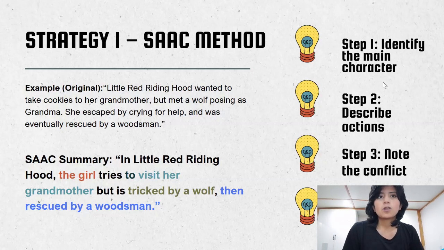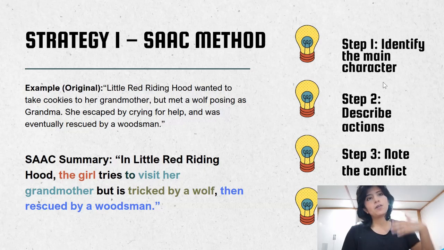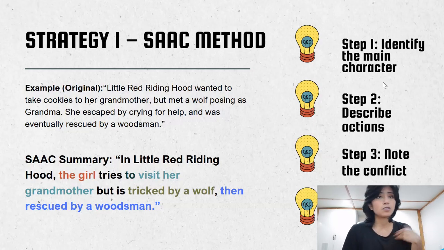Little Red Riding Hood wanted to take cookies to her grandmother, but met a wolf posing as grandma. She escaped by crying for help and was eventually rescued by a woodsman. Using the SAG method, we only have to follow steps 1, 2, 3, and 4. Identify the main character: the girl, Little Red Riding Hood. Describe the actions: she had the intention to visit her grandmother. Step 3: the conflict was that the wolf was posing or pretending to be her grandmother, and step 4 was that a woodsman saved her.